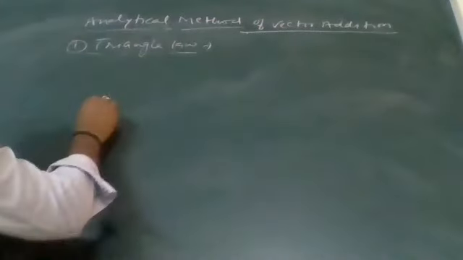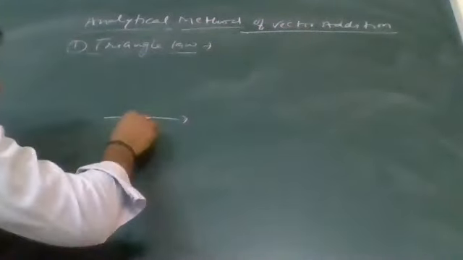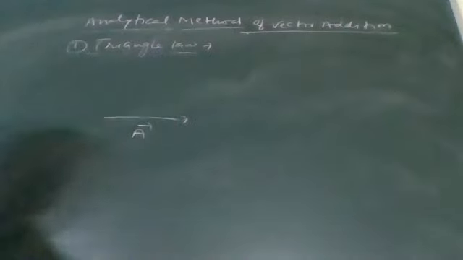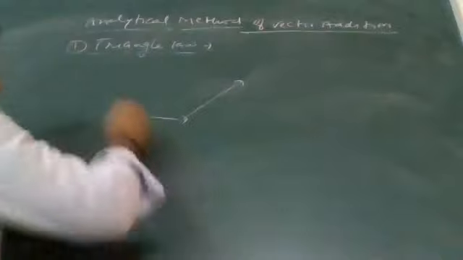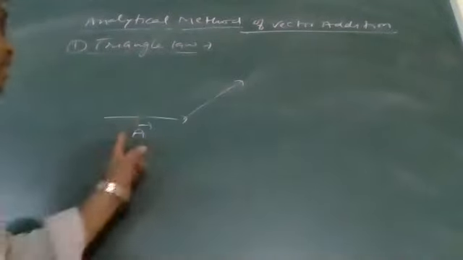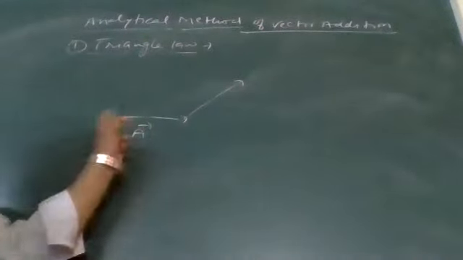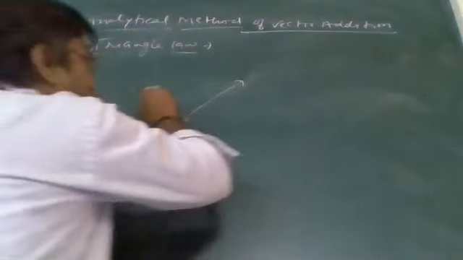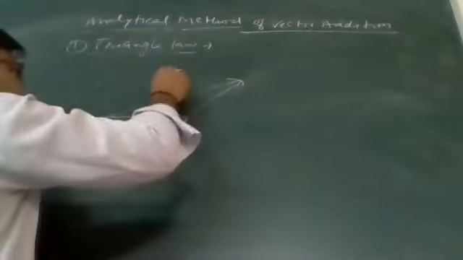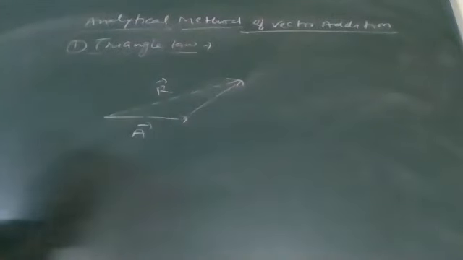See, my first vector is vector A. My second vector is vector B. These both vectors represent the adjoining sides of the triangle, and both are present in the same order. Then, as per the triangle law, this will be the resultant.